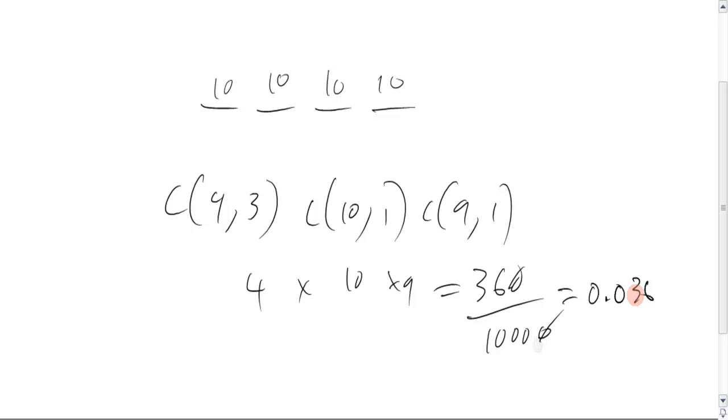But the bigger issue here is making sure you understand why we do everything that we're doing, and the big thought process. Okay?